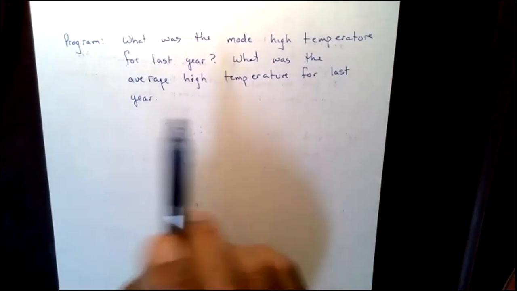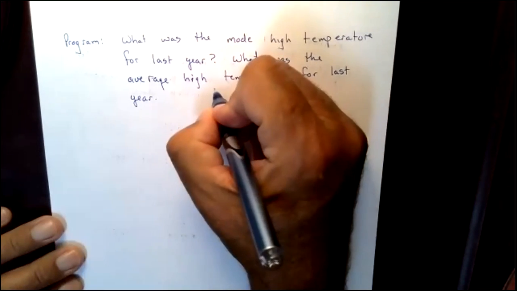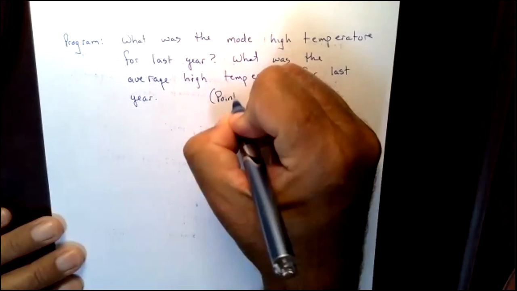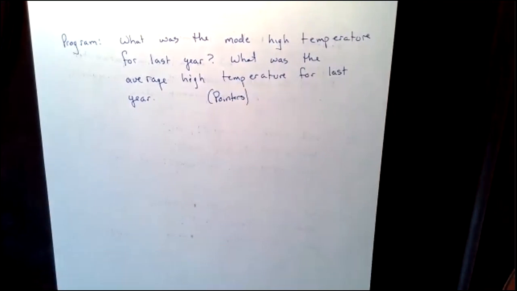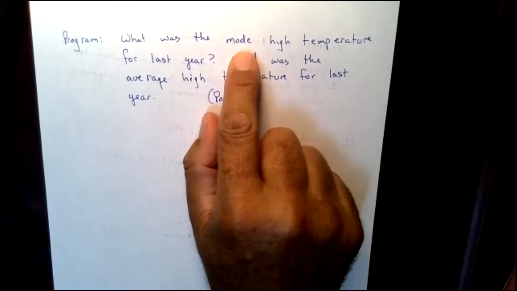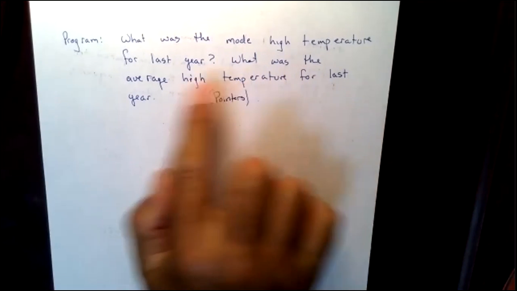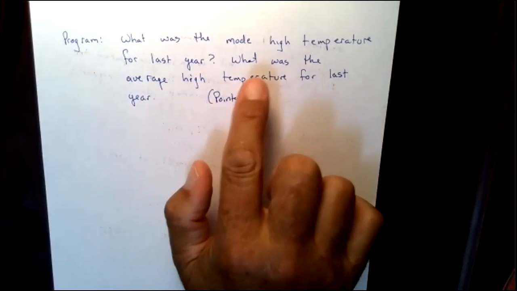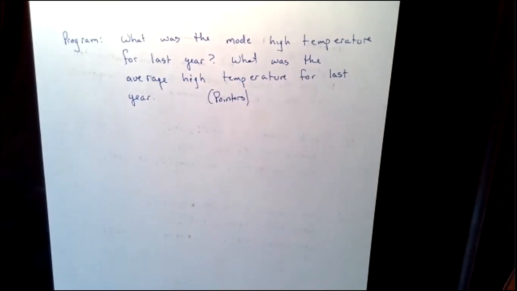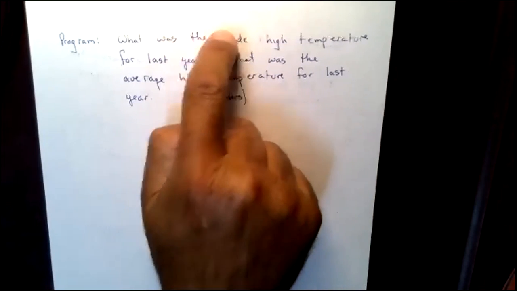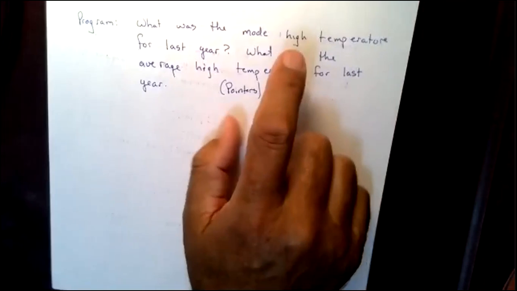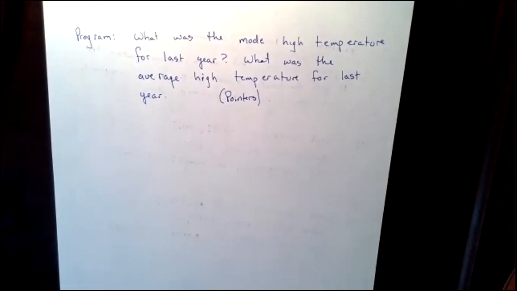So what I want you to do, and this is going to be done with pointers, is write a program that tells me what was the mode high temperature for last year. And if you have time, it would be awesome to add one more function in there that finds the average. So I want you to have at least one function in this program, one for the mode, and if you have time, one for the average, so that you're passing in and everything, and tell me what the mode was.